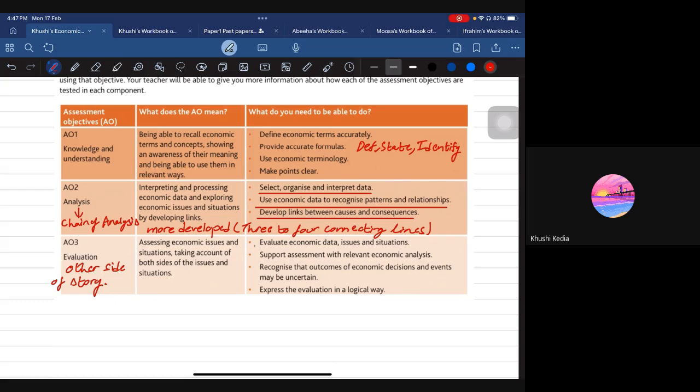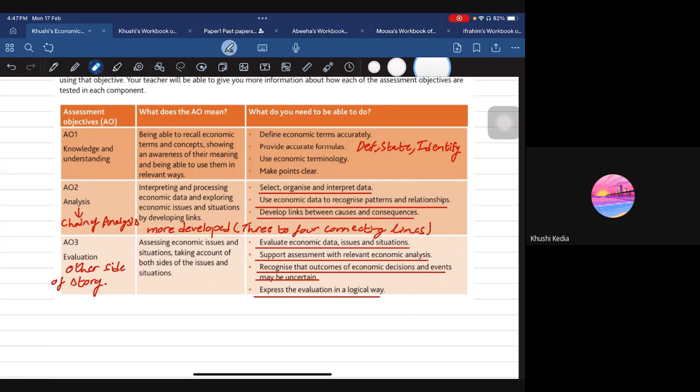So you evaluate the economic data, issues, and situations, and provide a supportive assessment with relevant economic analysis. So the chain of analysis is also part of the evaluation, because now you're giving the other side, but you have to analyze that as well, recognize that the outcome of economic decisions and events may be uncertain, and express the evaluation in a logical way, right?